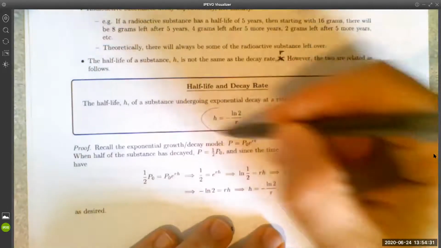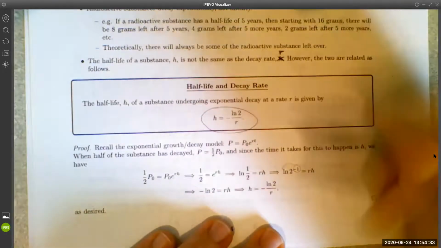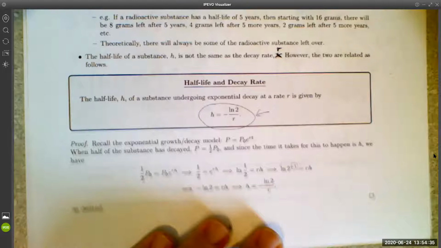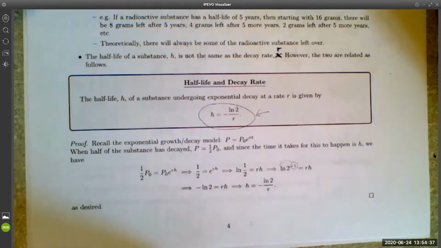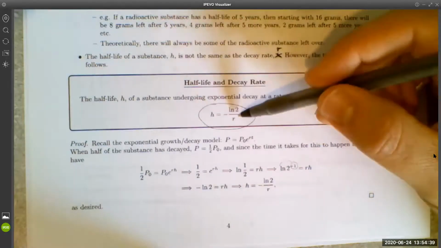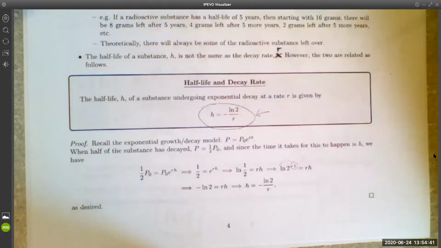But I'm not going to go through these steps every single time. I'm just going to use this formula that we've developed now. So whenever I'm given something with half-life, I'm going to use this formula to figure out what the decay rate is.